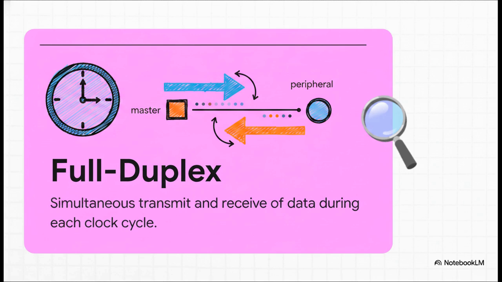So the crucial point is that SPI isn't a walkie-talkie scenario where one side speaks, pauses, and then waits for the other to respond. No way, it's a simultaneous exchange. Every single time that clock ticks, one bit of data gets shifted out of the master, and at the exact same fraction of a second, one bit is shifted into the master from the peripheral.